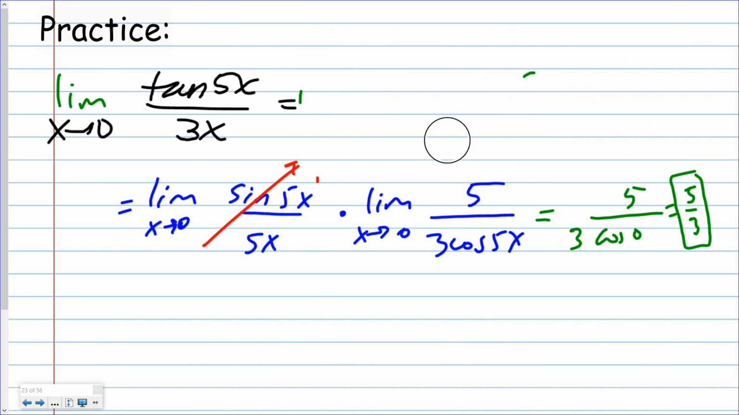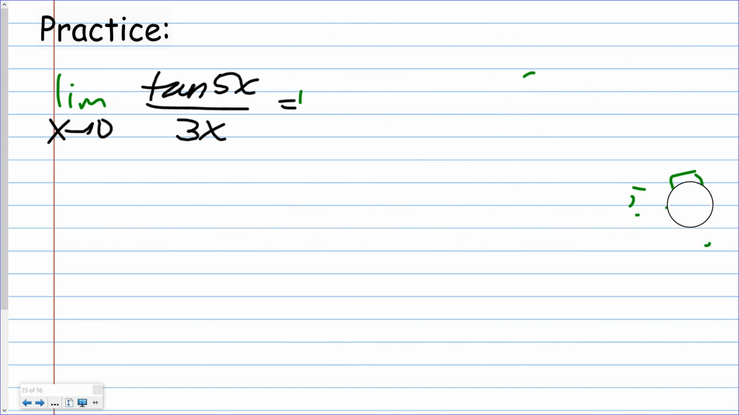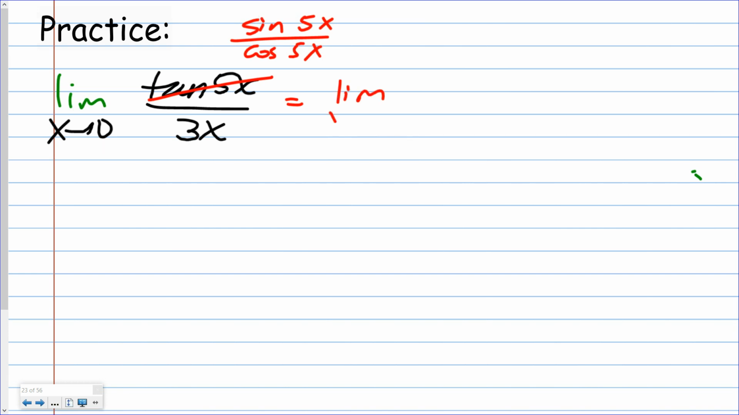Okay, let's look at this problem. A little bit more difficult, but very similar, guys. This tangent of 5x, you really need to understand that that's the same as sine 5x over cosine 5x, right? So this is the same as the limit as x goes to 0 of sine 5x over cosine 5x times 1 over 3x. Do you agree with that? Do you see anything that makes you happy?